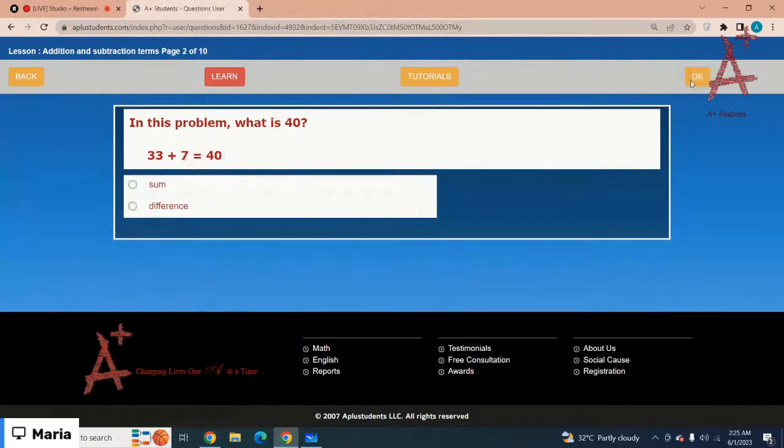The next one is 33 plus 7 equals 40. So in this problem, what is 40? Which is the correct option? Is it sum or difference? When you are adding two numbers, the answer would be the sum. So 40 is the sum.